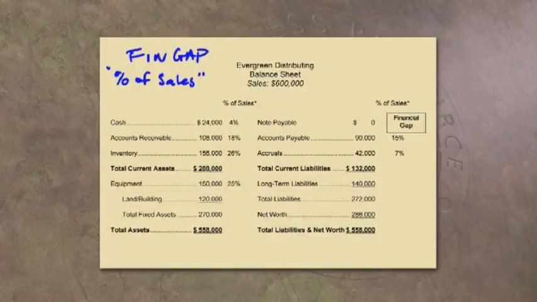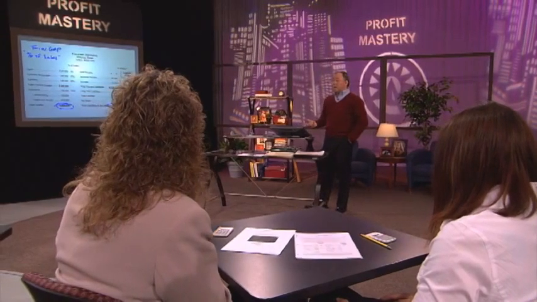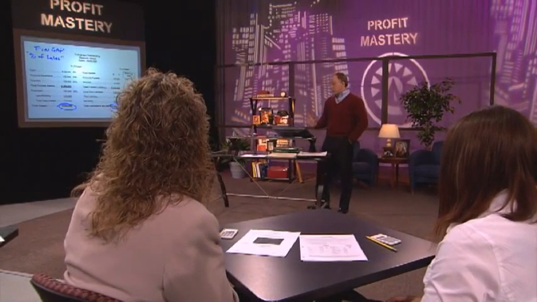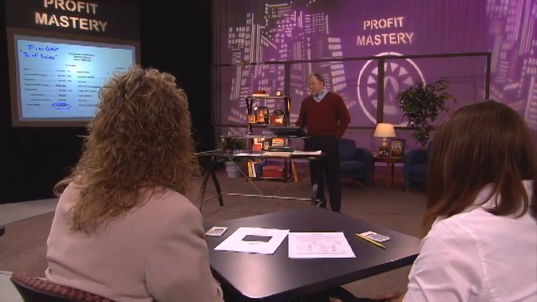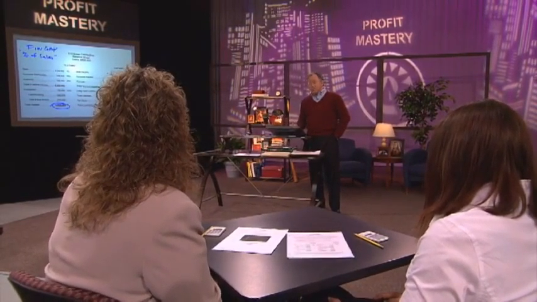Now, very simple. First of all, let's take a look at the case study that we have. His total assets, Evergreen has just completed his year. You have an instant statement, and here it is. Total assets are what? 558. Liabilities and net worth? 558. Really good thing. The balance sheet balances. Great start.